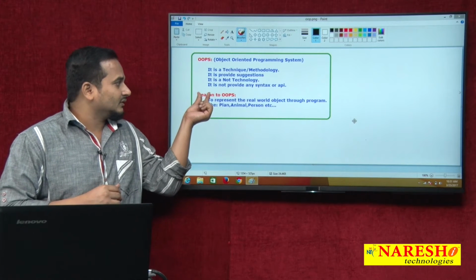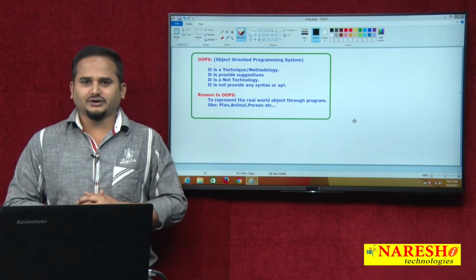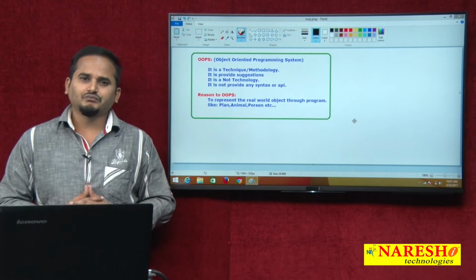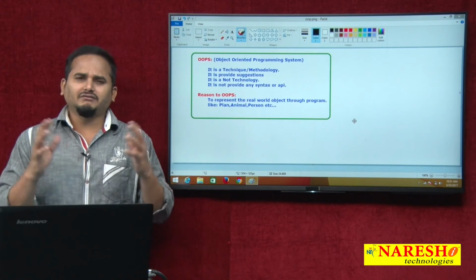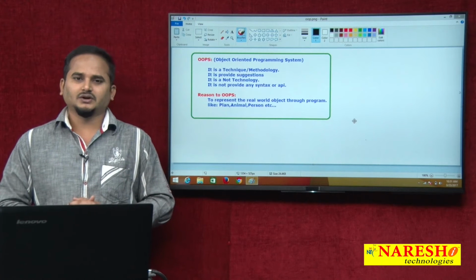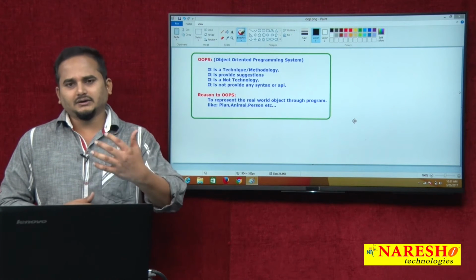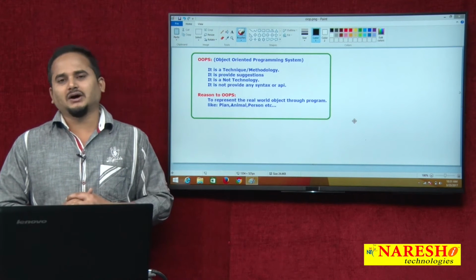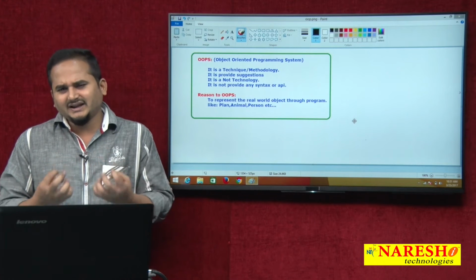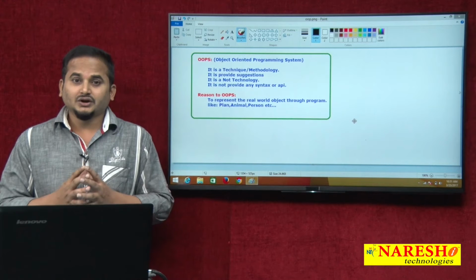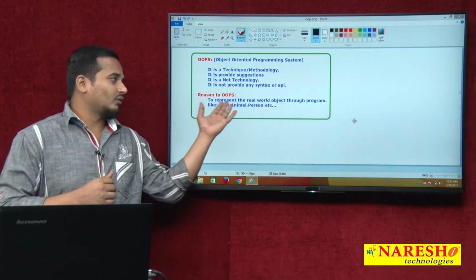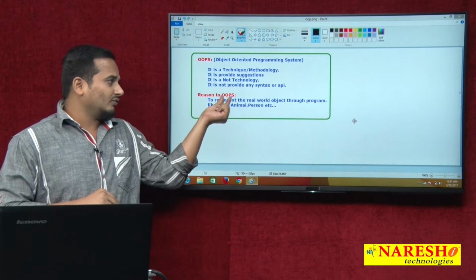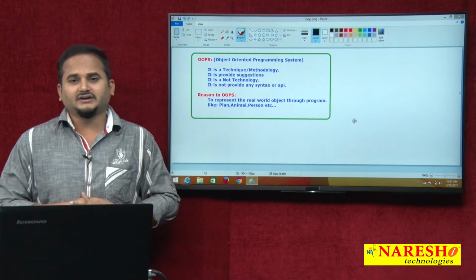Here I am highlighting the reason for object oriented. Why should we go for the object oriented system principles? If you take the real world, everything is one object. For example, a person is one object, an animal is one object, a plane is one object. If you want to represent anything, we require a concept like object oriented programming system. Here I mentioned OOPS represents the real world entity.